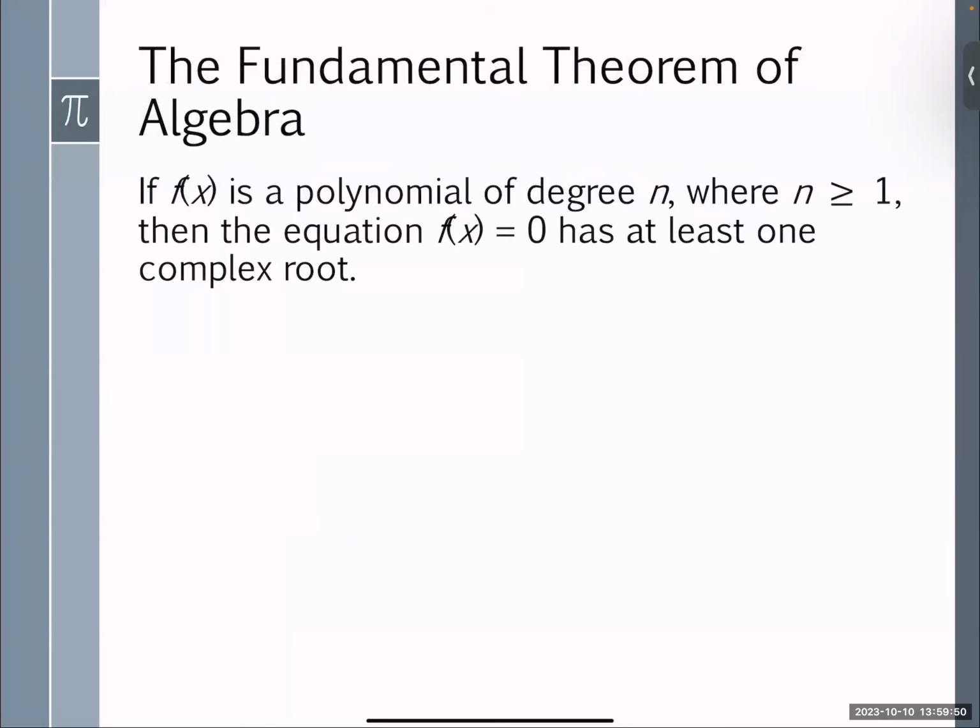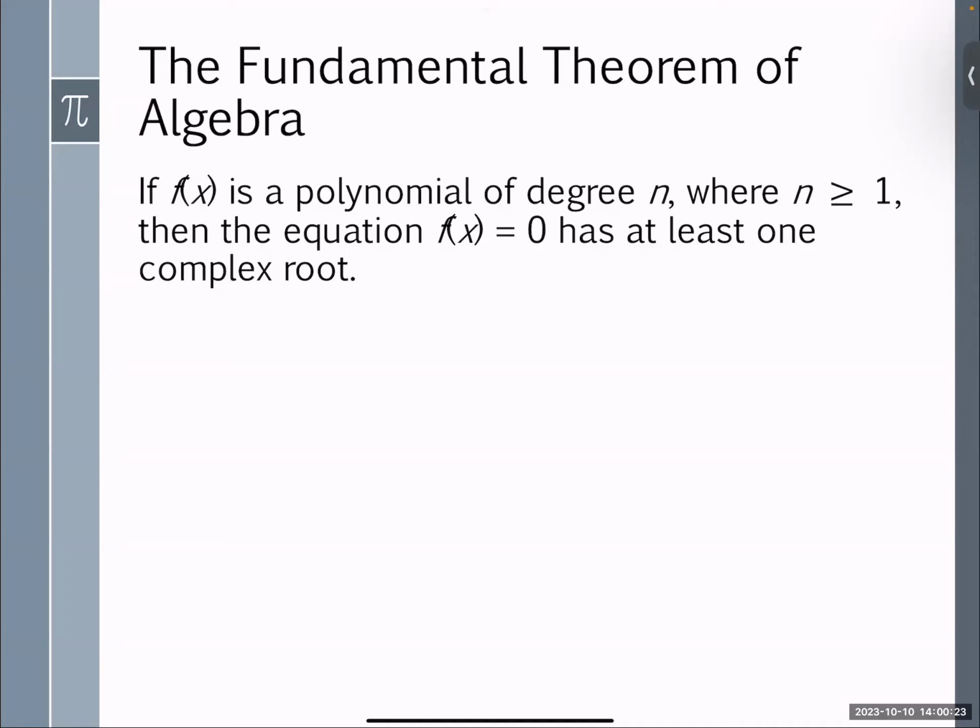All right, so here is the fundamental theorem of algebra. If f of x is a polynomial of degree n, where n is greater than or equal to 1, then the equation f of x equals 0 has at least one complex root. So what this means is every equation has a solution. They may be complex. As a matter of fact, every polynomial equation degree 1 or greater has the number of solutions equal to its degree.